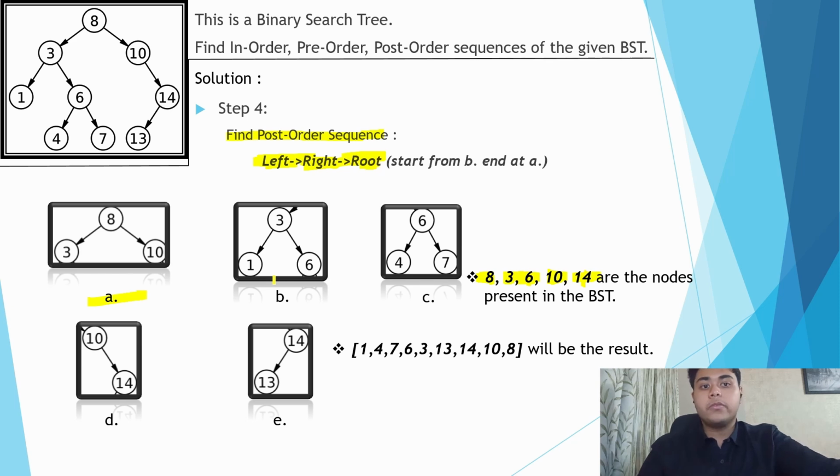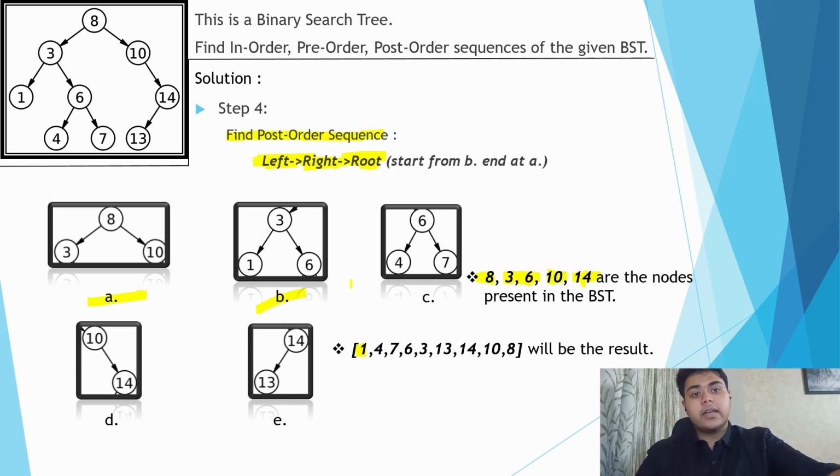But there is a problem. 3 is a node. We will go to the image of 3 now. B is the image of 3. So B will follow the post order sequence. If we follow the post order sequence in B, first comes left, which is 1. We wrote 1. Then comes right, which is 6.